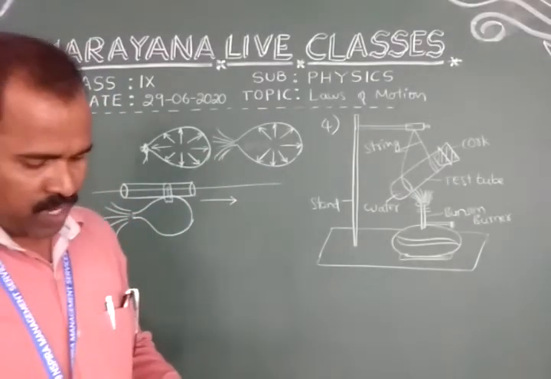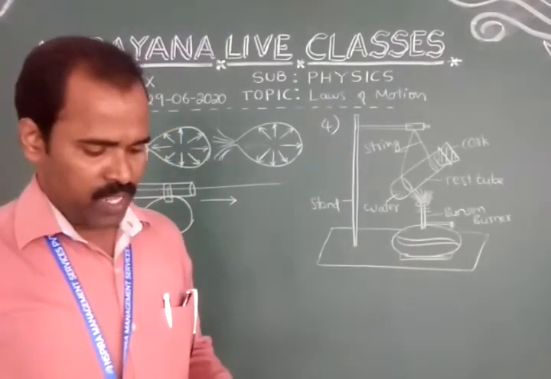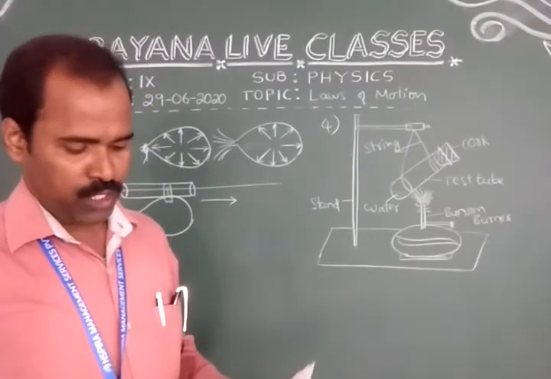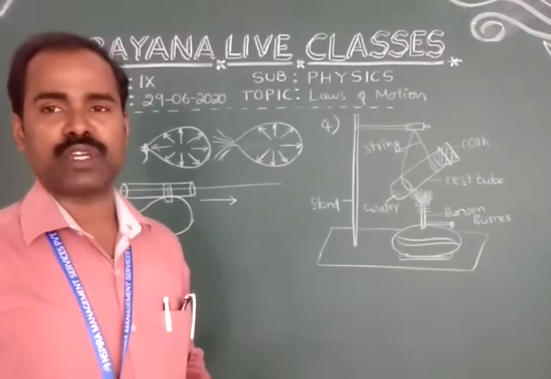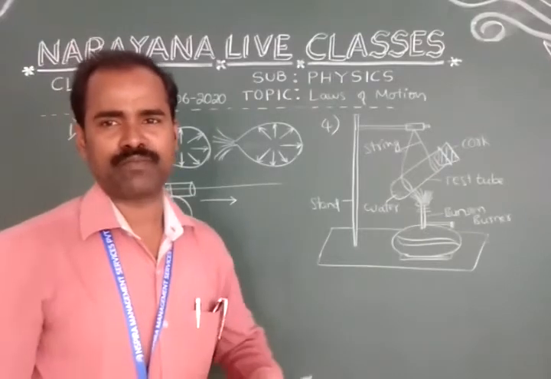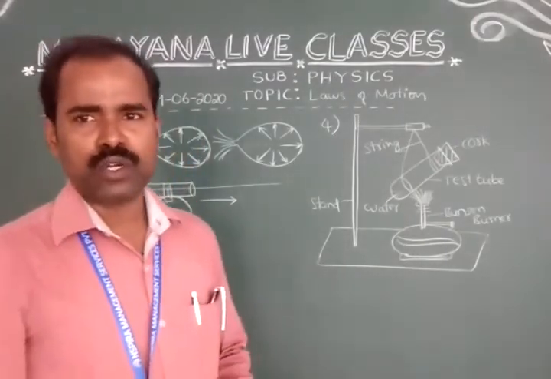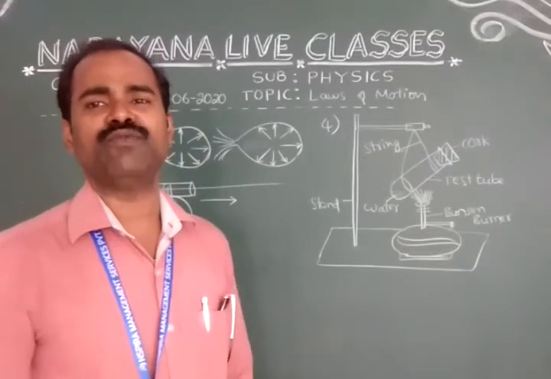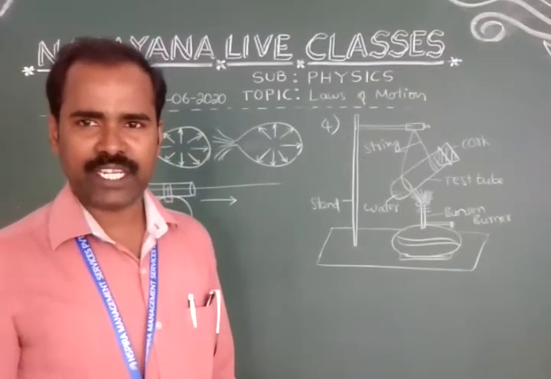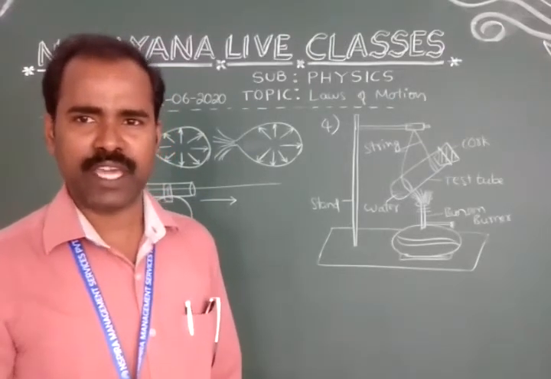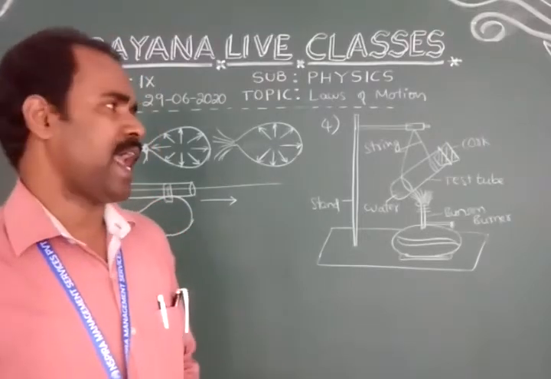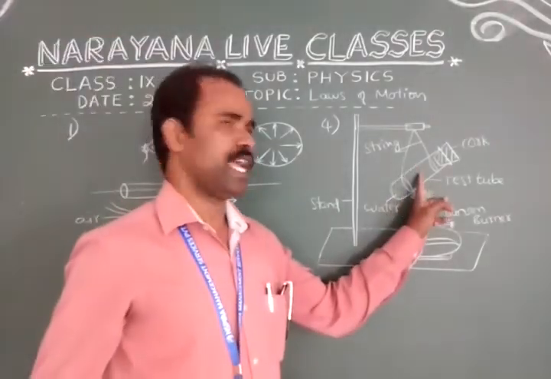Next question: write the aim of the experiment to show Newton's third law of motion in a laboratory. In a laboratory, the aim of the experiment is to show Newton's third law of motion. That is, action on one object, reaction on the other object. This is the activity.